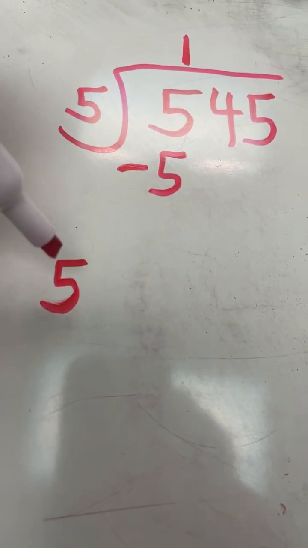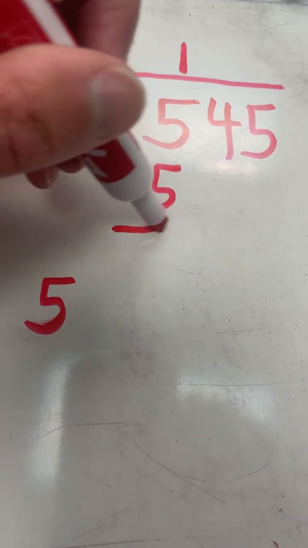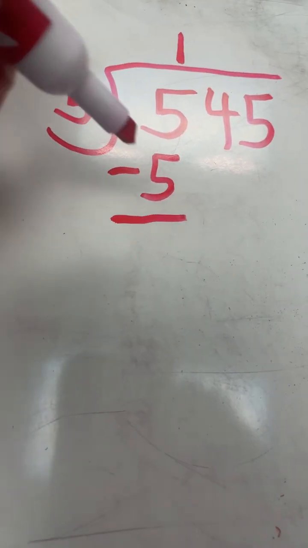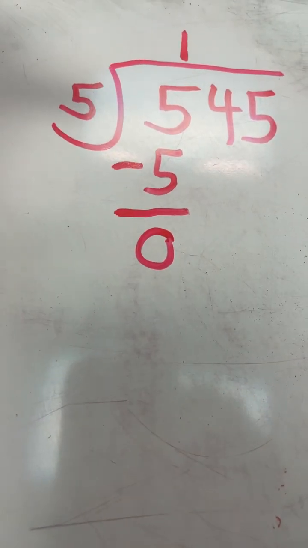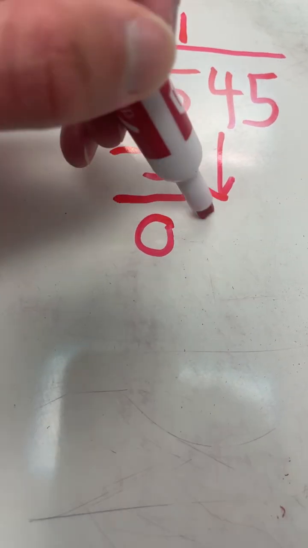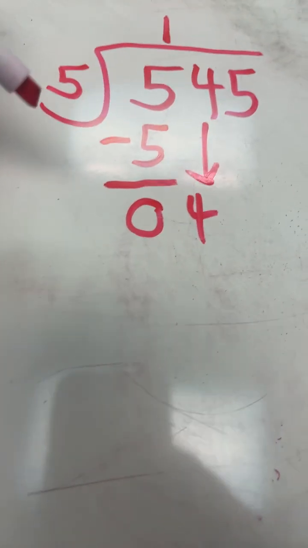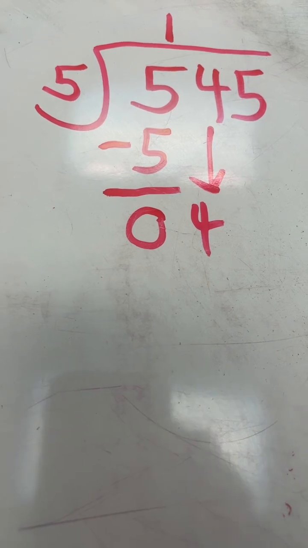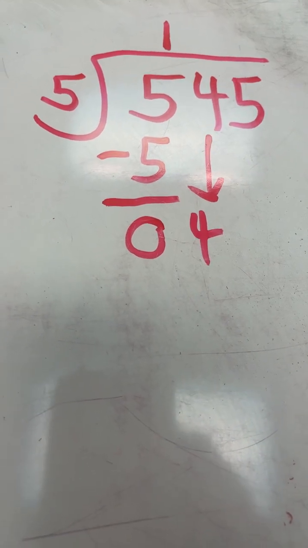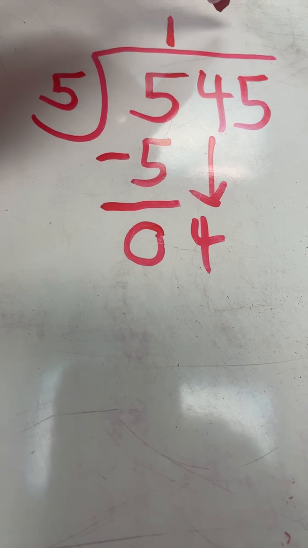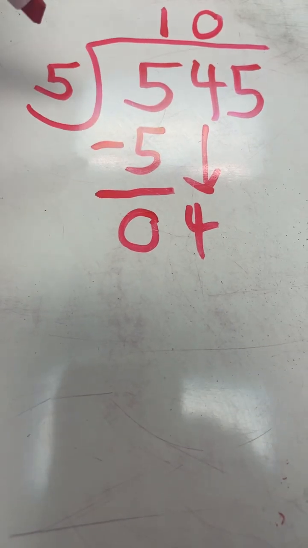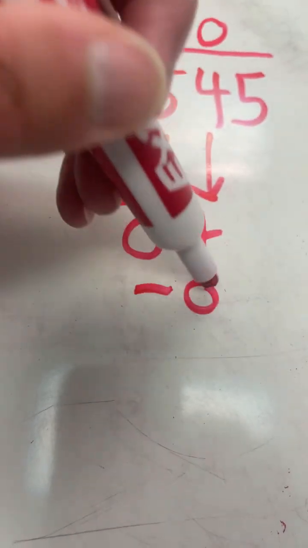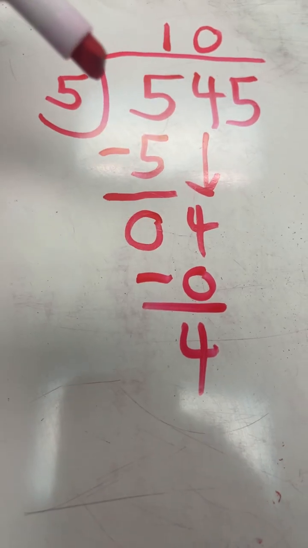When we skip counted by 5s, we ended up landing right on 5. So we're just going to do 5 minus 5 now. 5 minus 5 equals 0. Next step, we're going to bring down the 4. Now you can't get any groups of 5 within 4. If we count by 5s, 5's already too far. So 5 goes into 4 0 times. And 4 minus 0 still equals 4.